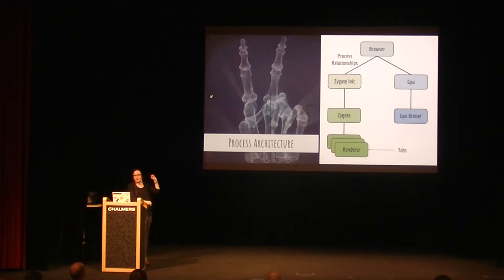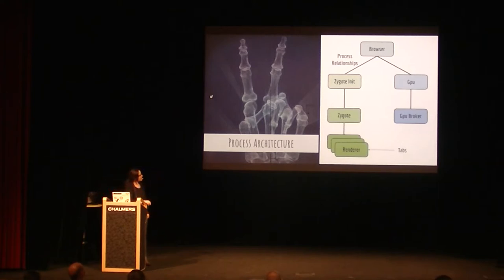You have the Zygote process. It's similar to the Zygote concept in Android, where it basically forks off new processes. And these processes end up being these render processes that you see at the bottom. A render process roughly corresponds to one tab. So in your browser, you will have one browser process, and then you might have one render process per tab.